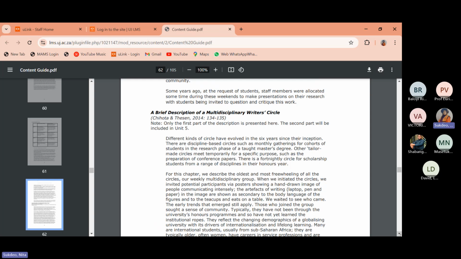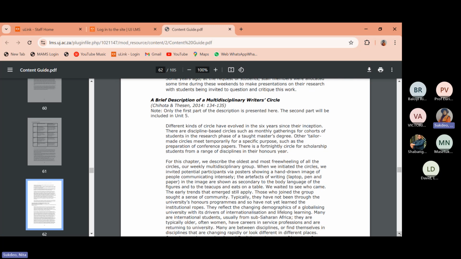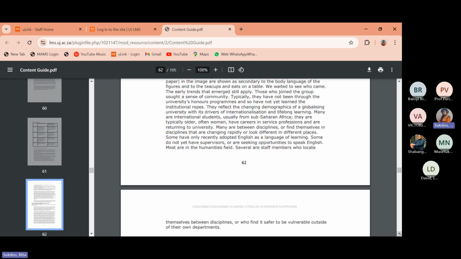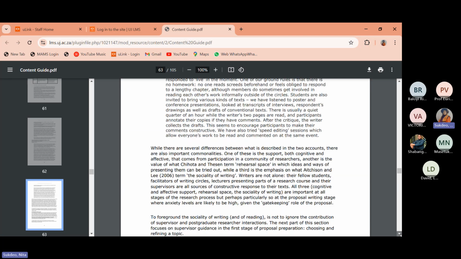Brief description of multidisciplinary writing circles. Writing circles, again, is much like having these cohorts or groups that you work in, where you are helping, called scholarship of learning, and where you are helping other students within the same discipline. Like all of you sitting here today are here for the same purpose, which is the academic literacies in supervision, who can help each other, much like how you guys are helping each other with your assignment, right?